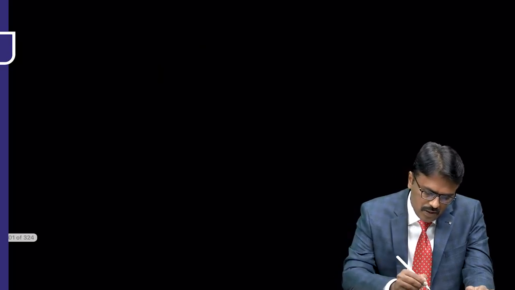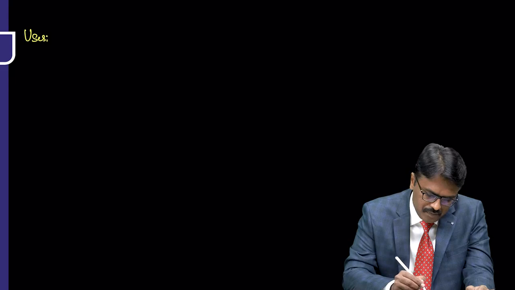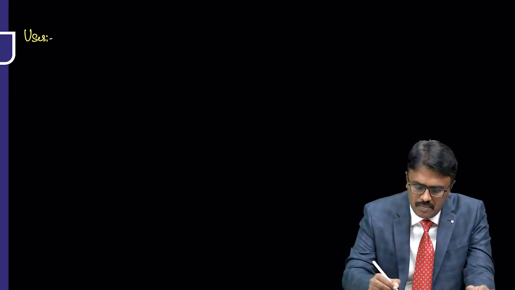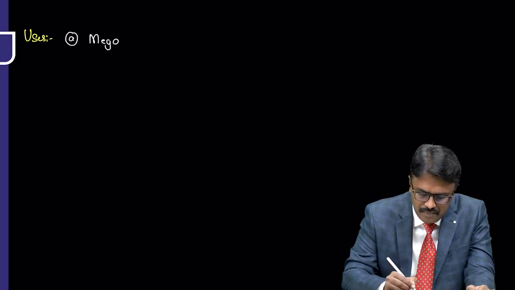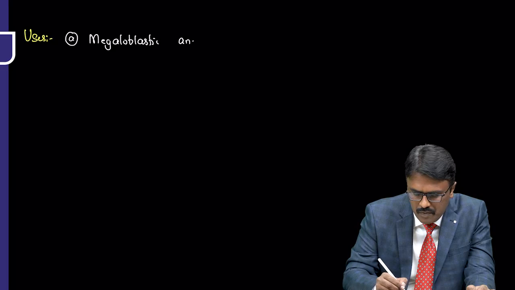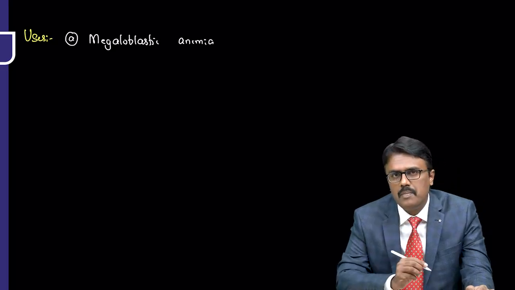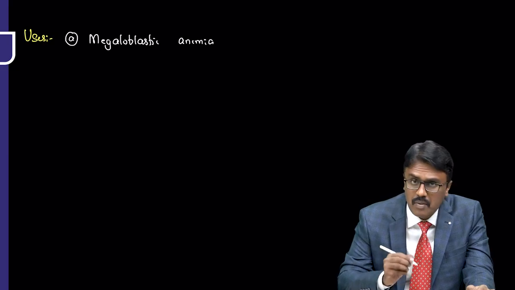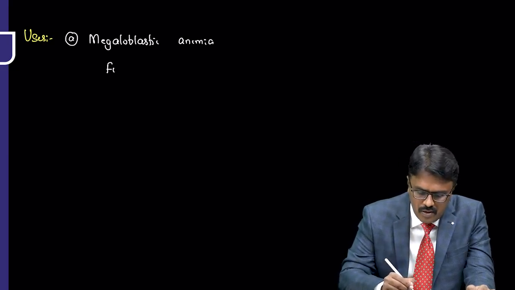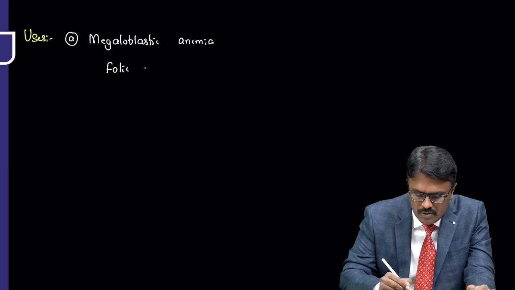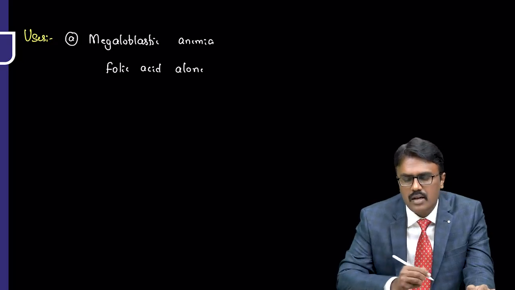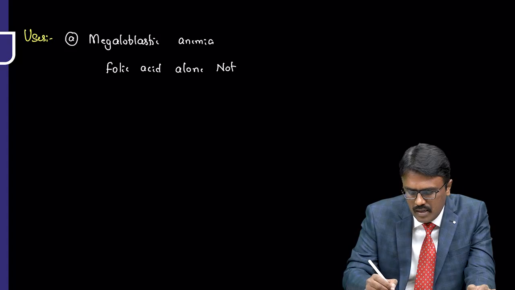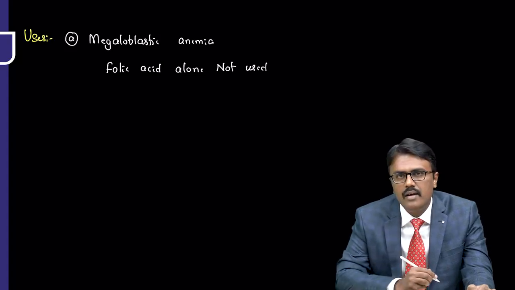Now coming to the uses, where do you use this? Obviously, B12 is used in megaloblastic anemia. Now, when you are treating megaloblastic anemia, please remember one important point. We also use folic acid. Never use folic acid alone. Folic acid alone is not used to correct this anemia. Why? Can you pause and tell me?